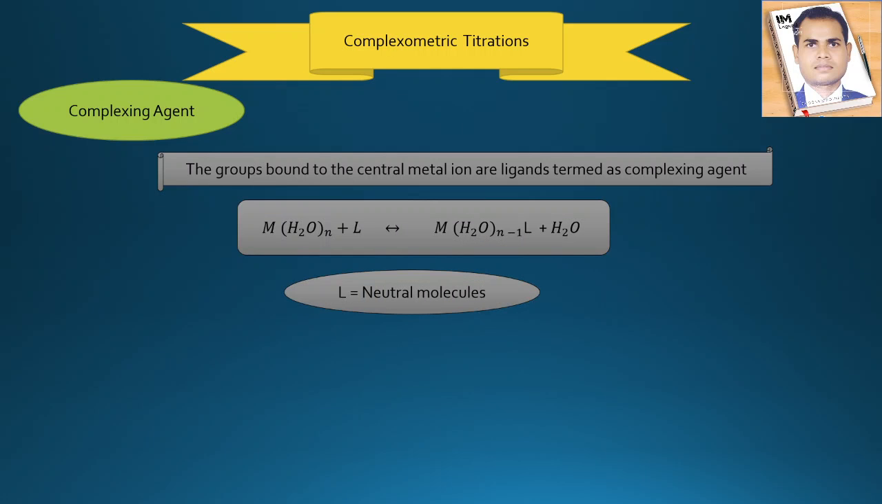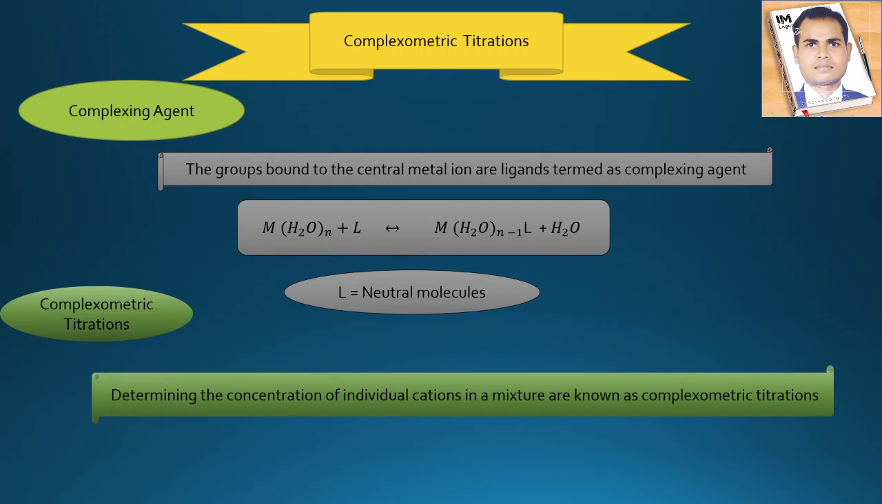You will see the reaction in this way: the metal will be in a hydrated form, plus L, where capital L stands for neutral molecules or ligands. Now M with water molecules in brackets, L plus H2O. So like this, a complex will form after the addition of a complexing agent to a metal, and for this process we call it complexometric titration.